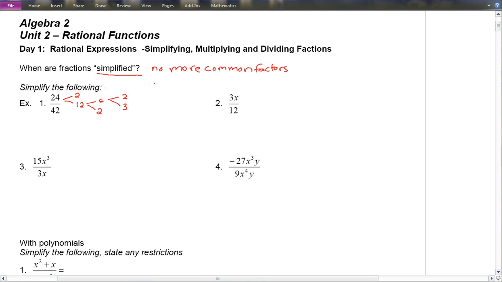Remember, we want to see what the common factors are, so we need to look at the bottom as well. The bottom, 42, is 7 and 6. This one's going to be a lot easier. Maybe you couldn't think of that right away, but 6 is just 2 and 3.